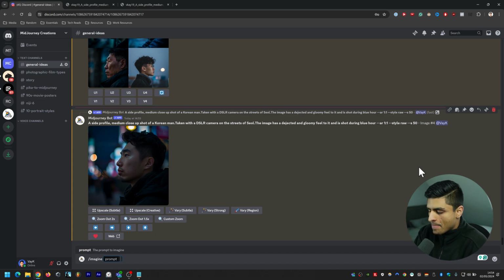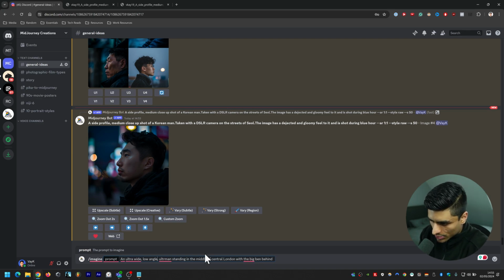Let's say a man standing in the middle of London with the Big Ben behind them, an ultra wide low angle shot of a man, and we don't need to specify a Korean man because that's what we're referencing. So an ultra wide low angle shot of a man standing in the middle of central London with the Big Ben behind them. They are joyous and are smiling, taken during golden hour.